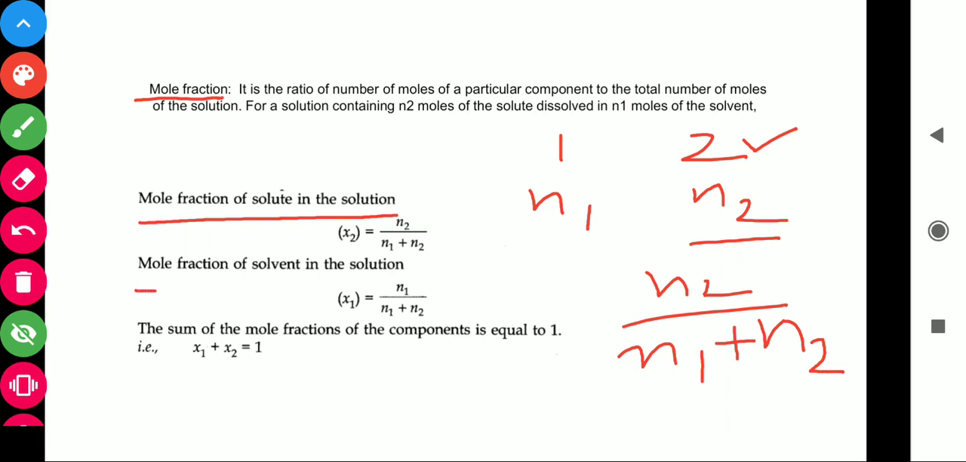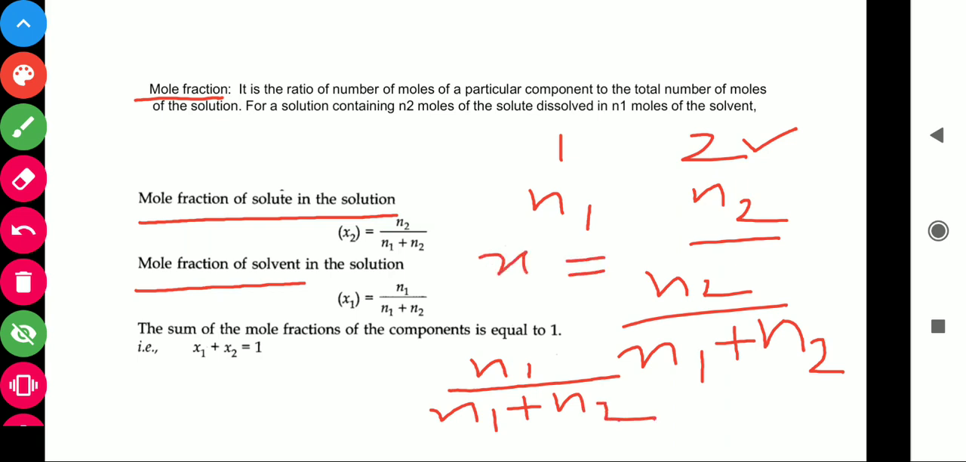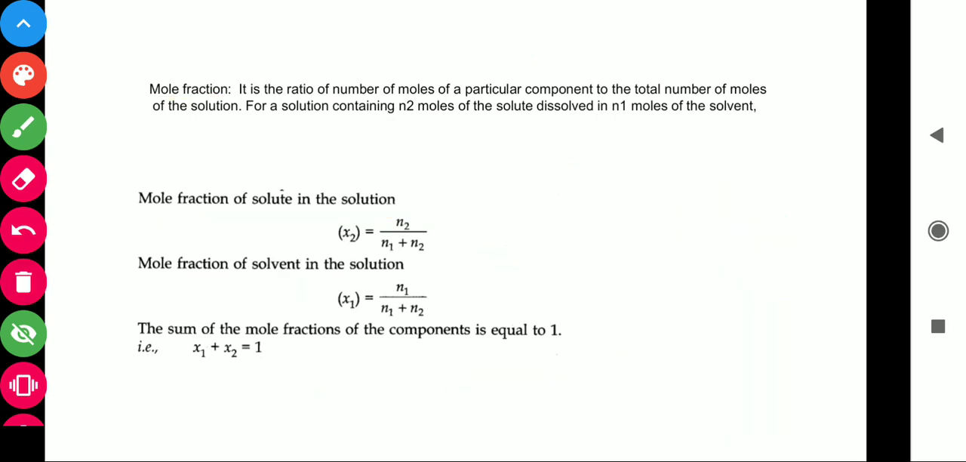If we want to calculate the mole fraction of solvent, we divide the moles of solvent, that is N1, upon total moles, that is N1 plus N2. These are expressed by x1 and x2, and these are fractions. If we calculate the sum of the fractions, it will be equal to 1. It means the sum of mole fractions is equal to 1. Okay, students.